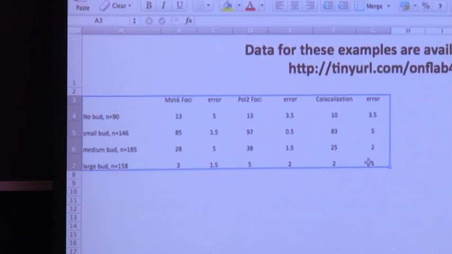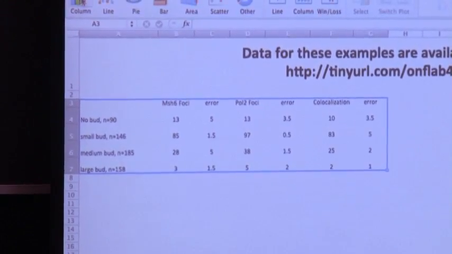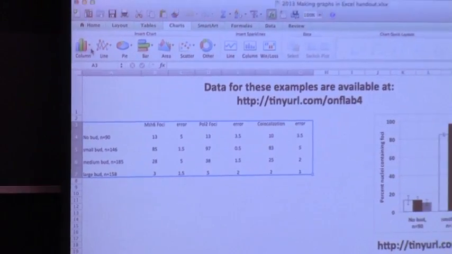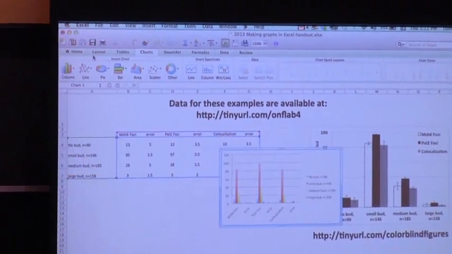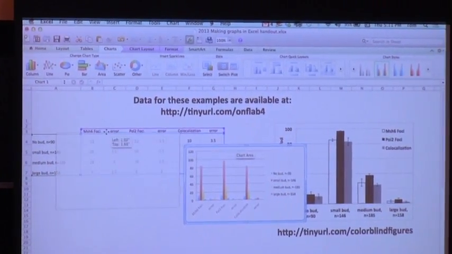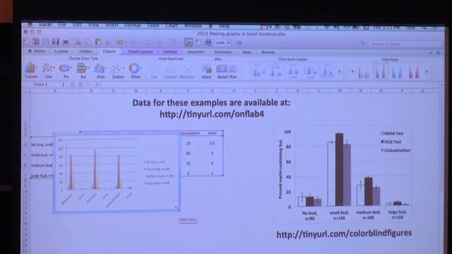All right, so let us start by making a chart. On my computer, I select the data, and then I go to Charts, and there's all these different options, and I want a clustered column, and there is my awful, hideous color scheme.